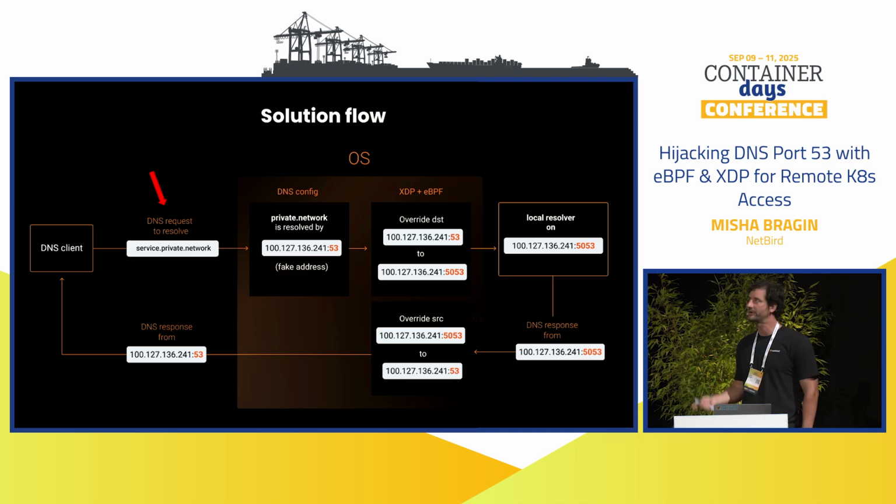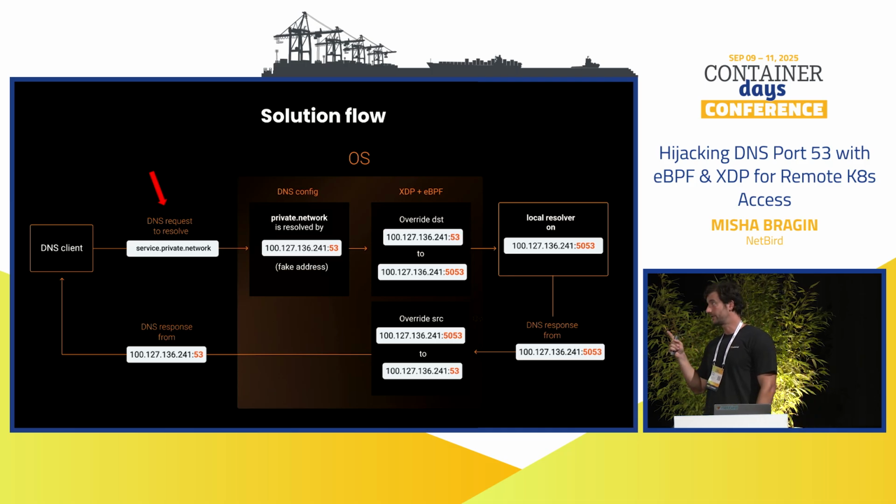So how can I resolve this name? It receives the response, which is that fake resolver. Now the client makes a request, and our XDP eBPF program catches this request, and what we do, we just take and replace this port 53 by port 5053. And we have access to these packets right when they enter the interface. We override these packets, and we are essentially forwarding traffic to this local resolver.